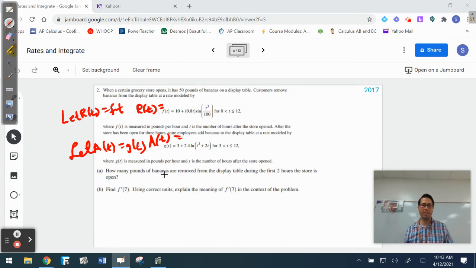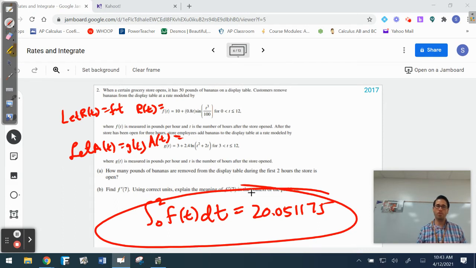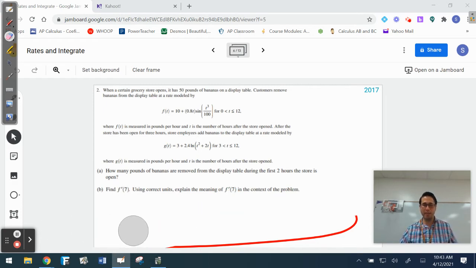All right, so let's go ahead and look at this. It says, how many pounds of bananas are removed for the first 2 hours. So that's just 0 to 2 of the removal rate. That's why I like R of t, which is actually f of t. I put it in my calculator and write this as my answer. Remember, you round or truncate. It does have a trig function, which means you better be in radian mode, but that got me 2 points. That's not too bad, right?